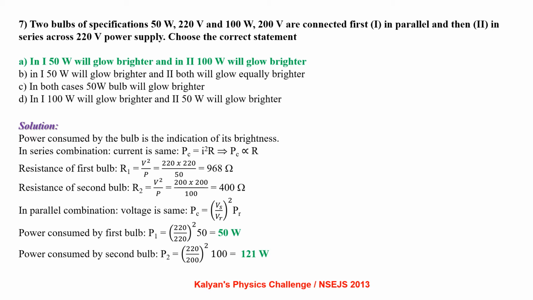R. Resistance of the first bulb R1 equal to V square by P, that comes out to be 968 ohm. Resistance of the second bulb again R2 equal to V square by P, that comes out to be 400 ohm.